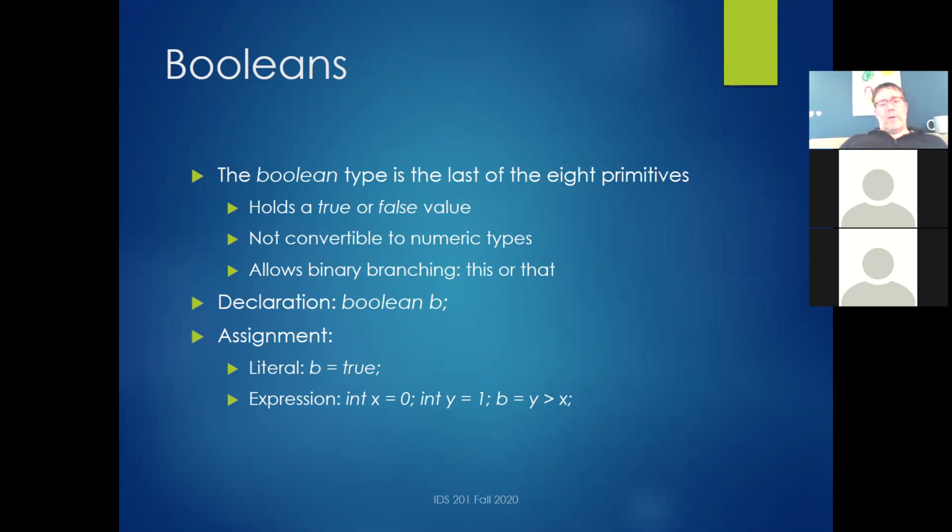So Boolean holds a true or false value, not convertible to numeric types, and it allows binary branching, either this or that. So standard declaration, Boolean B. The assignment, you can do it same as any other numeric variable. You can do a literal with B equals true, or you can do it as a result of an expression. For example, if I have int x equals 0 and then int y equals 1, I can say Boolean B equals y is greater than x. If y is greater than x, which it is, 1 is greater than 0, then B will be true. But if y were not greater than x, then B would be false. Okay, so you can assign it with a literal, or you can assign it as the result of some expression.